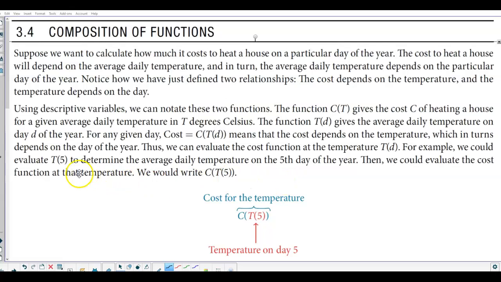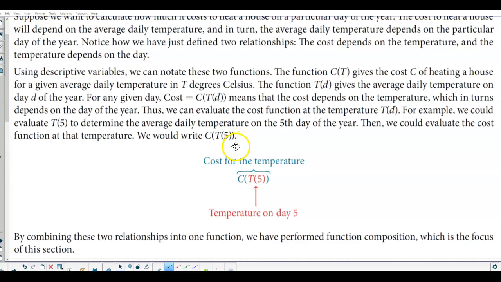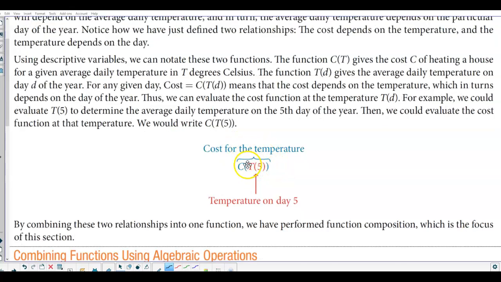So, for example, we could evaluate t of 5 to determine the average daily temperature on the 5th day of the year. Then we could evaluate the cost function at that temperature. So we could write it as the following. We would have c of t of 5. So the outside function represents the cost c for the temperature. The inside function is the temperature on day 5. So just like order of operations, you would work within and then out. So you would find out what is the temperature on day 5 and then find the cost for that temperature.